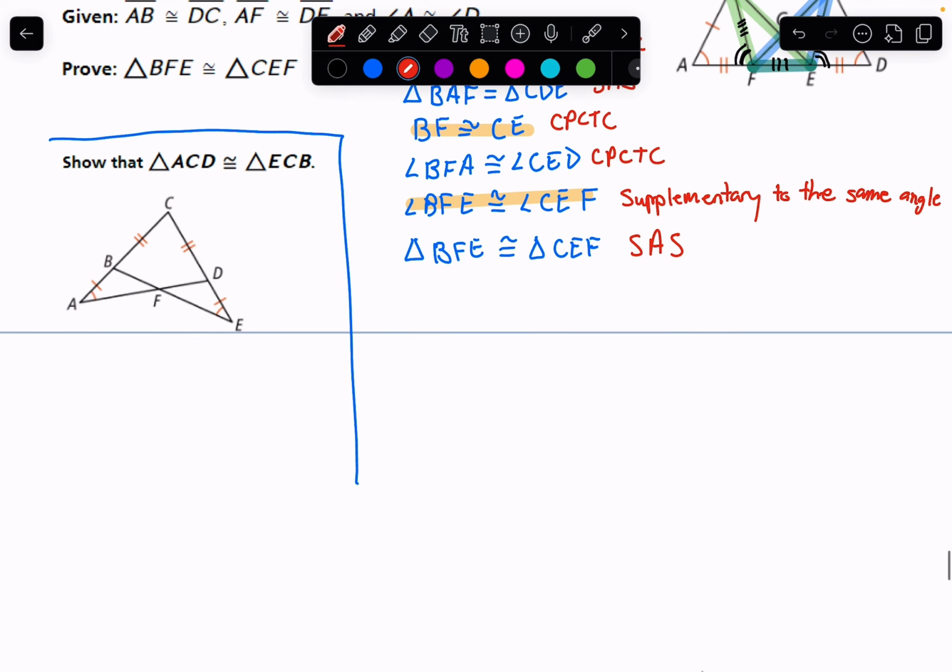Few more examples here. Again, this section is just really full of examples. We can do lots of different problems with overlapping triangles that can help us to understand these theorems a little bit better. So here I've got 2 more triangles that I want to show to be congruent. I want triangle ACD, so I'll go ahead and outline triangle ACD to be congruent to triangle ECB. So those are my 2 triangles in this problem.